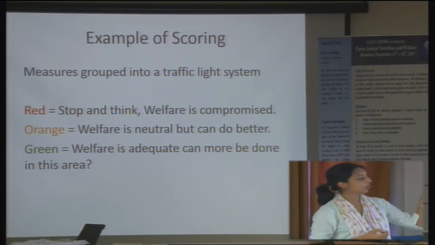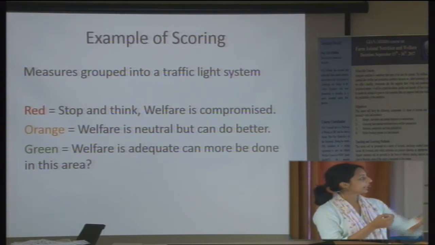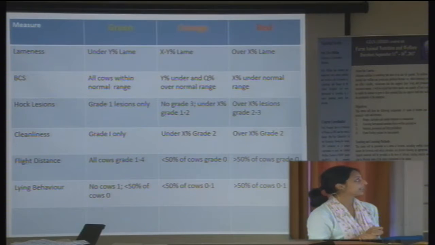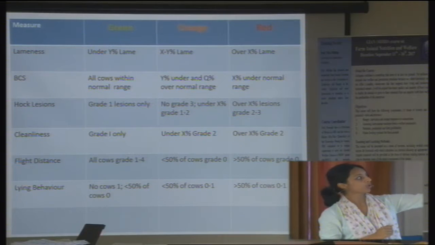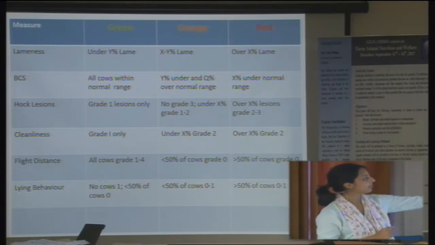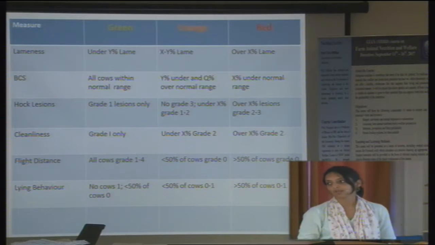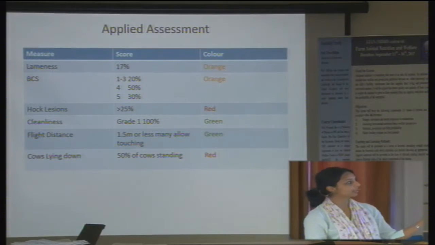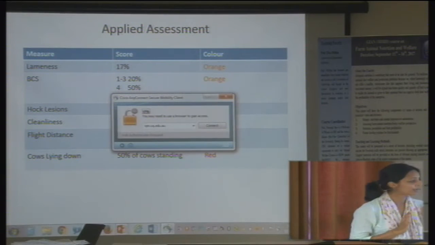So you get all your parameters, and then depending on what score they got, they get grouped into red, orange, or green. And then you get a table like this. So for example, if you're looking at lameness, you work out what score gets green, orange, and red. And same with BCS, hock lesions, cleanliness scores, flight distance, lying behavior. These are all animal-based measures, so they're all output. And it's just an example, and this is completely hypothetical. If they got these kind of scores, that is in the middle there, it's going to go off.